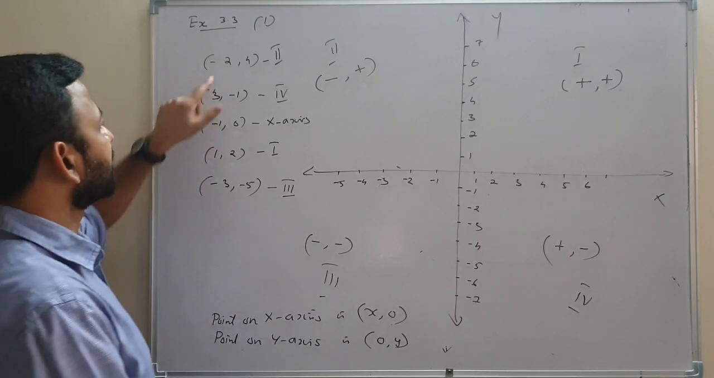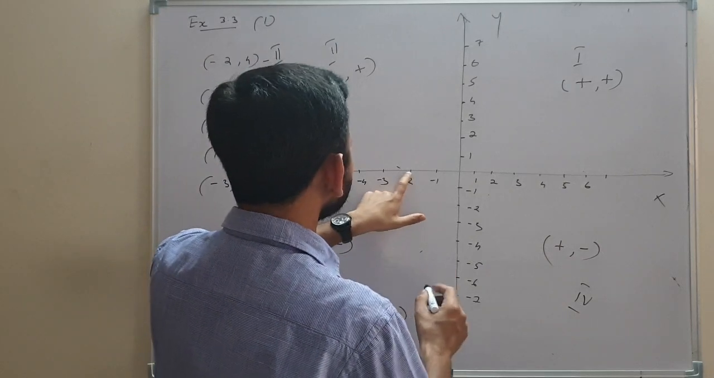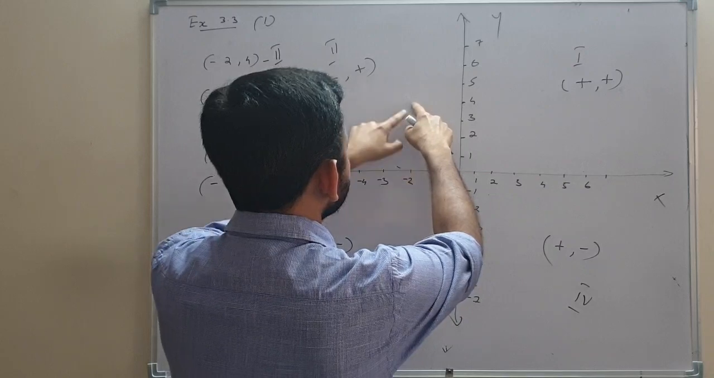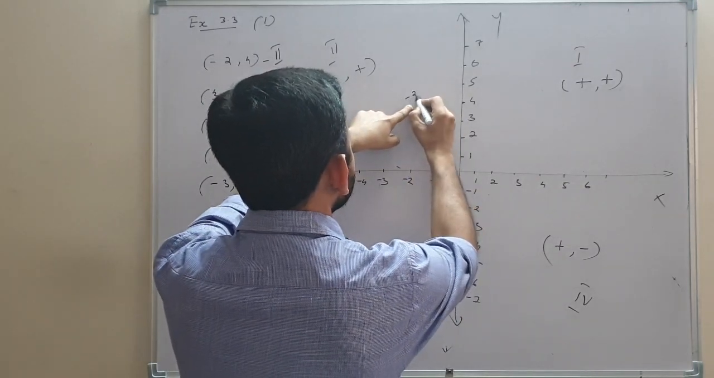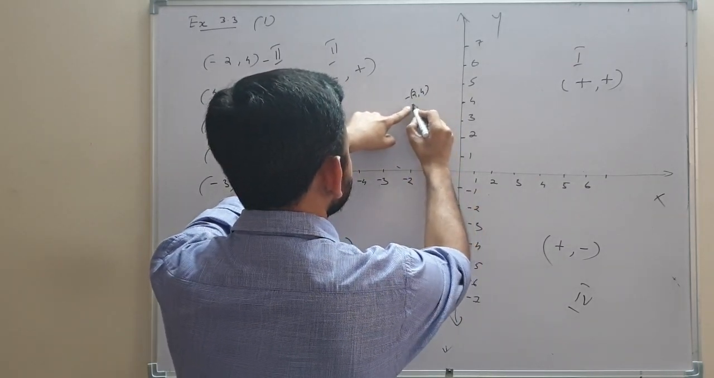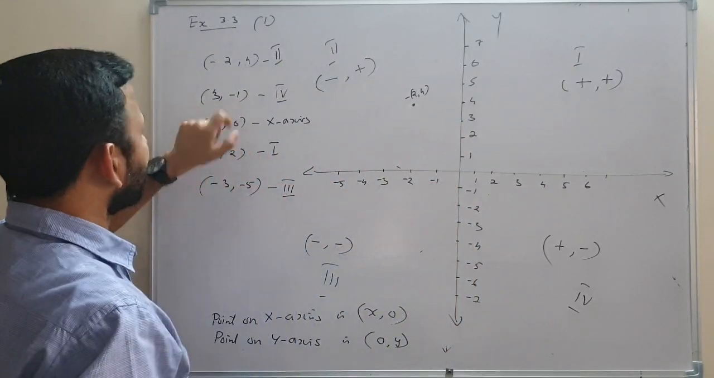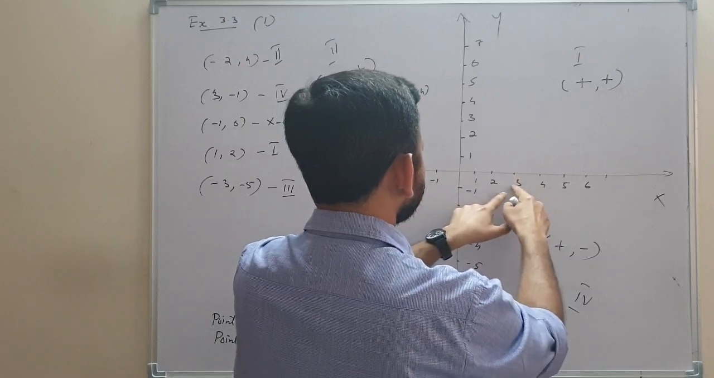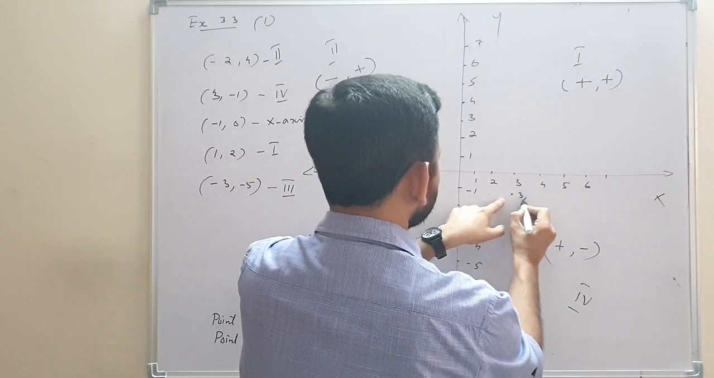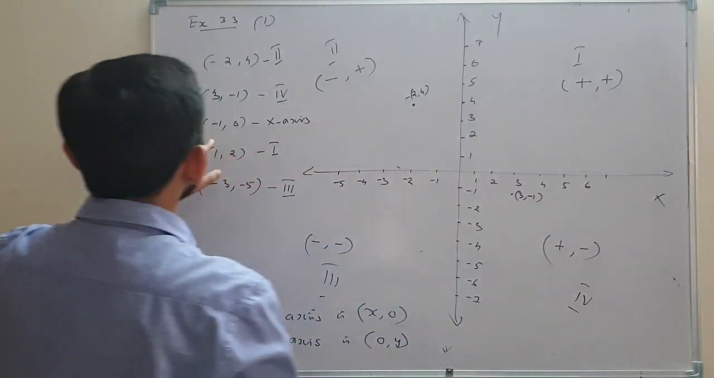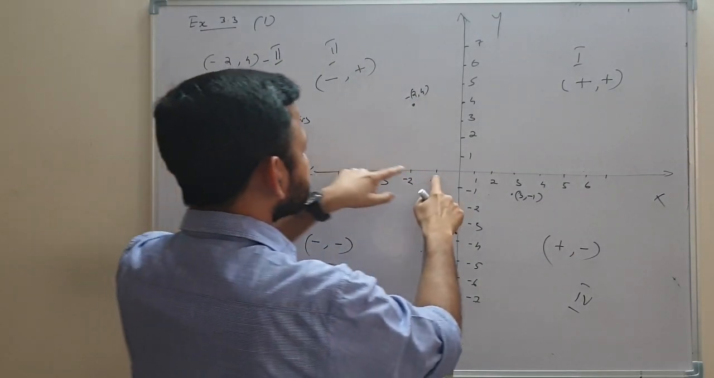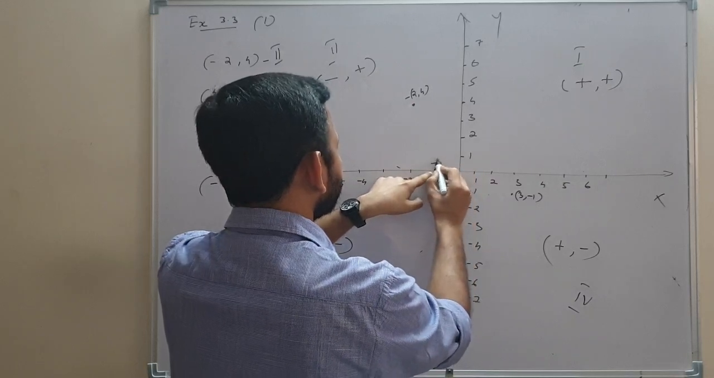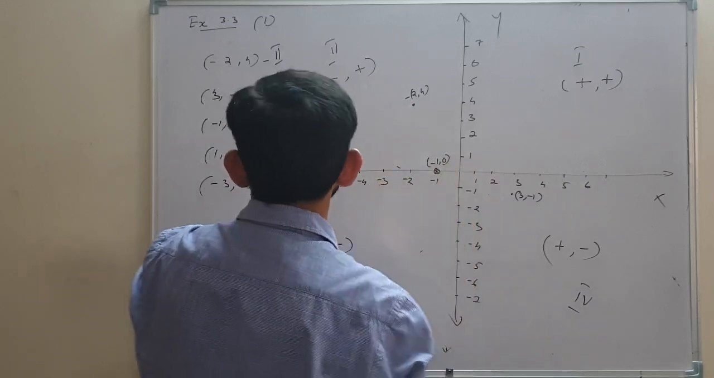Now we can locate them. (-2, 4): on the x-axis -2 and on the y-axis 4, so (-2, 4) is here. Then (3, -1): on the x-axis 3 and on the y-axis -1, so (3, -1) is here. Then (-1, 0): on the x-axis -1 and on the y-axis 0. That means this is the point (-1, 0), a point on the x-axis.